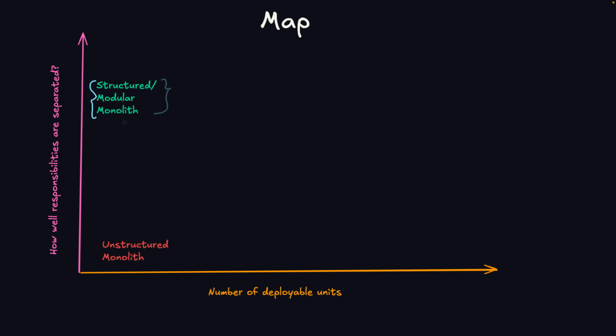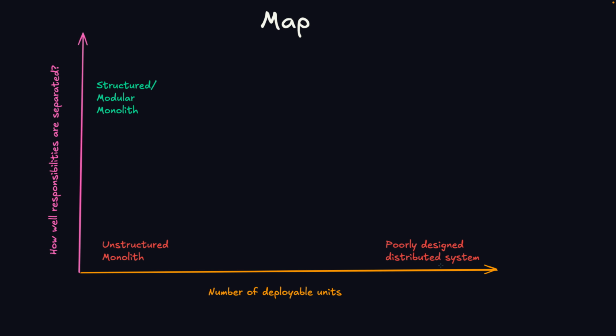We still have one deployable unit, so this is called a monolith, but we have a clearly defined structure within that monolith application, and because of that this is still a good architecture. So we have a monolith application, and within it we have a clearly defined structure with clearly defined responsibility that sits in the top left corner.